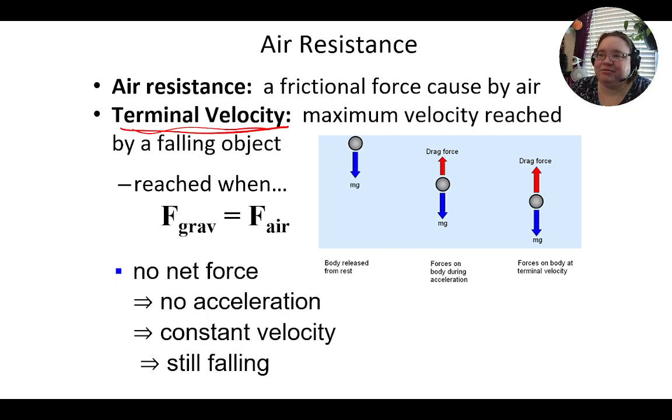But if we have an object and it's released from rest, my initial velocity, because it is at rest, is 0. So we release it, and initially the air resistance is smaller than gravity, so the object will speed up. At some point, the air resistance and gravity become equal, and the object no longer speeds up. So whatever that velocity is varies from one object to another.